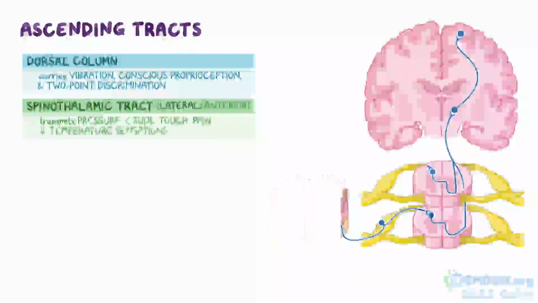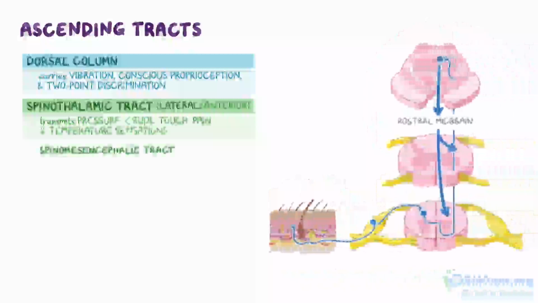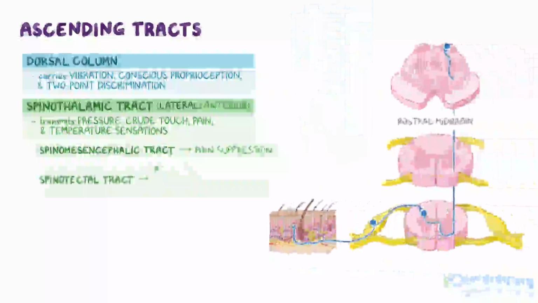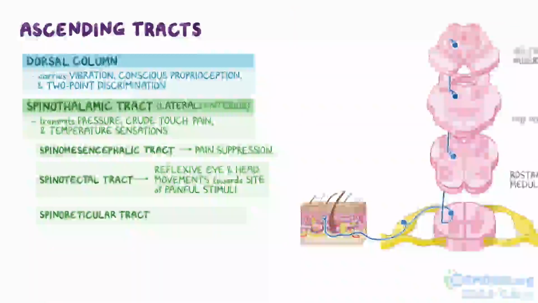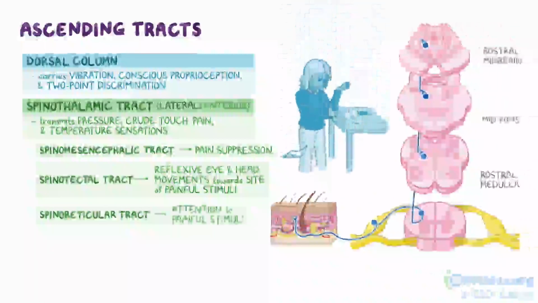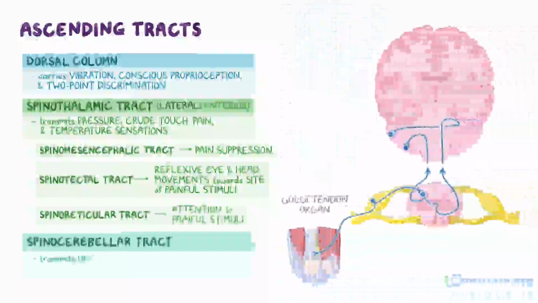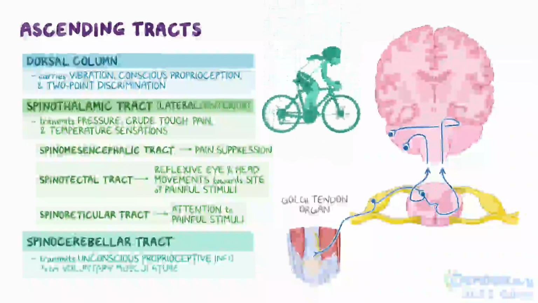The spinothalamic tract includes as collateral tracts the spinomesencephalic tract, which helps in pain suppression, the spinotectal tract, which is involved in reflexive eye and head movements toward the site of painful stimuli, and the spinoreticular tract, which assists with attention to painful stimuli. The last ascending tracts are the spinocerebellar tracts, which carry unconscious proprioceptive information from voluntary musculature to the cerebellum.